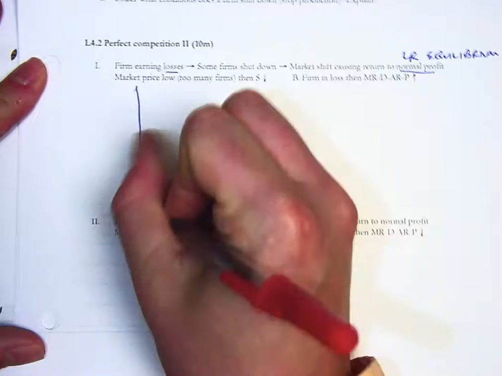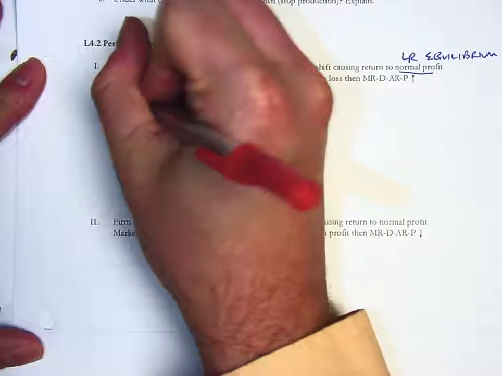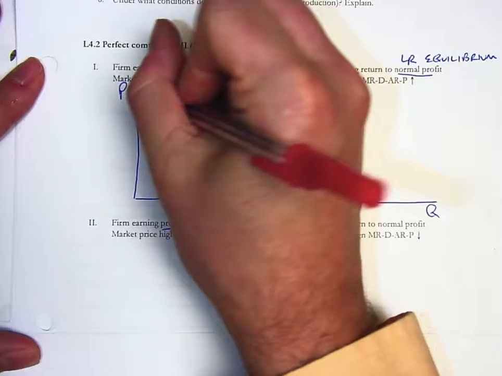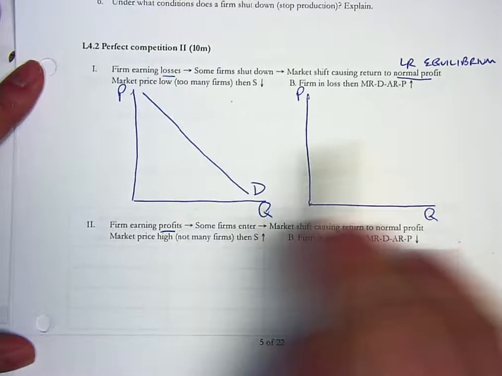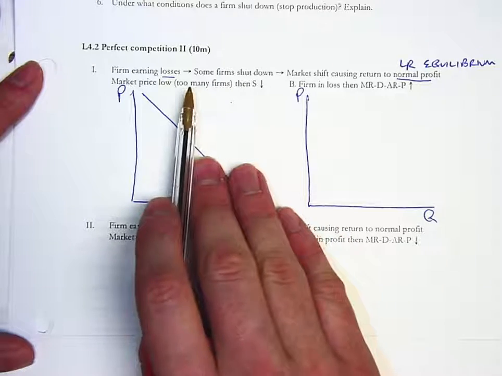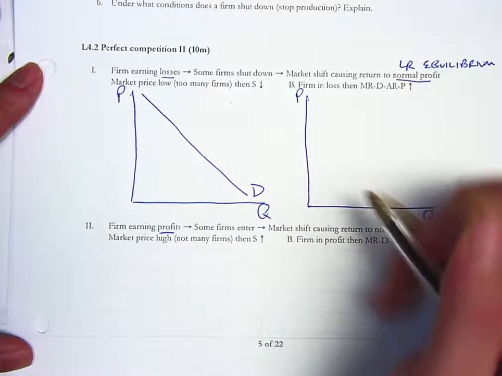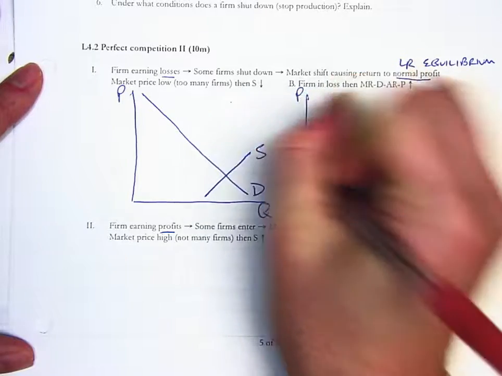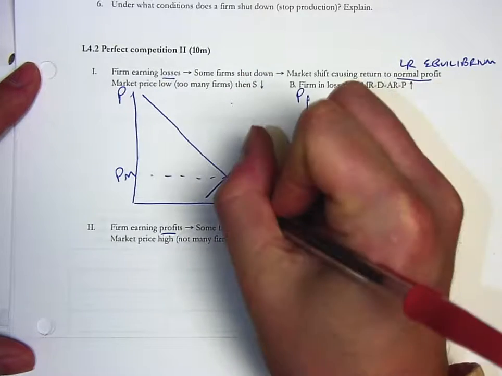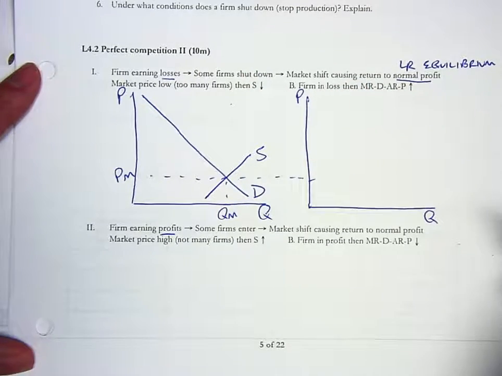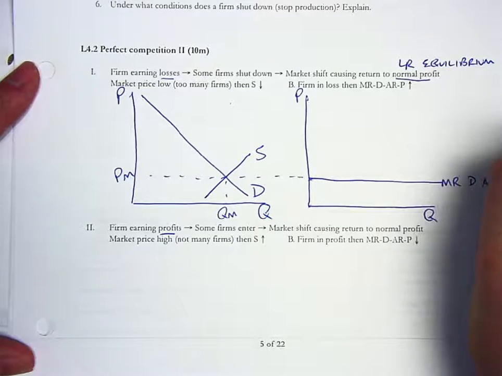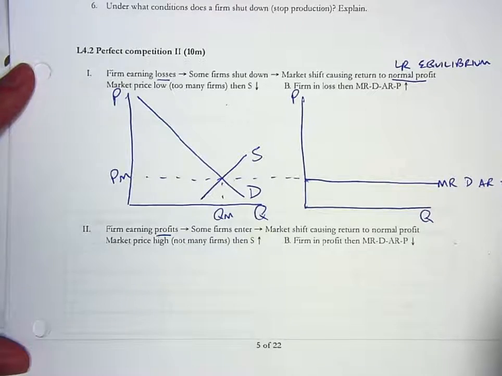So first we want quantity and price, and a downward sloping demand curve. Now, one thing here is that the market price is really low, and what we're going to say is that there are a lot of firms operating, and that's what's causing the really low market price. So the market price is relatively low for the given conditions. So we know that MR, D, AR, and price are also relatively low.